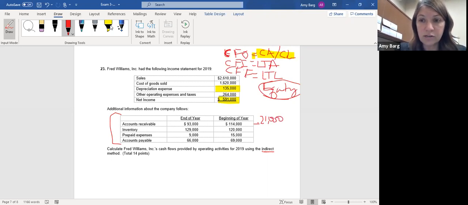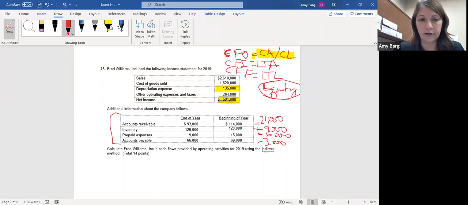Our inventory started the year at 120,000 and ended the year at 129,000, so our inventory increased by $9,000. Our prepaid expenses began the year at 15,000 and ended the year at 9,000, so those decreased by 6,000. And our accounts payable started the year at 69,000 and ended the year at 66,000, so there was a decrease there of 3,000.